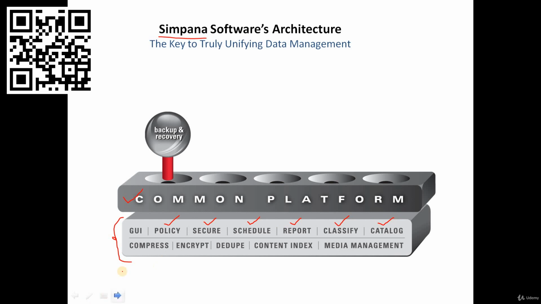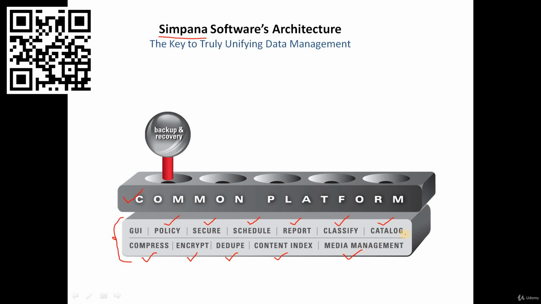We need to catalog the backup data so that we can index it and quickly search and browse for restore purposes. You want to compress your backup copies so that you can optimize your storage. You can encrypt the backup data for security purposes. You can do deduplication so that you optimize your disk library storage space. You can do content indexing so that whatever data you are backing up using Commvault will be indexed, and you can maintain index repositories in a distributed manner so that you can do quicker searches. Finally, you can do media management, where you can manage your disk libraries or tape libraries or cloud as well.